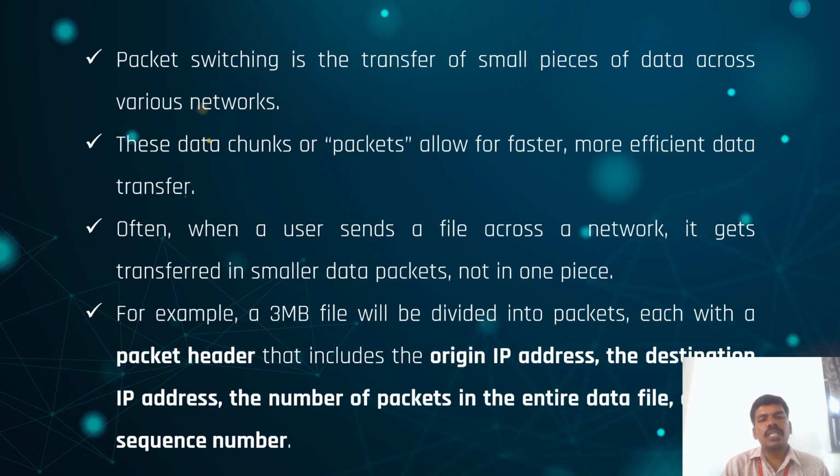Often, when a user sends a file across a network, it gets transferred in smaller data packets, not in one piece. For example, a 3 MB file will be divided into packets, each with a packet header that includes the original origin IP address and destination IP address, the number of packets in the entire data file, and the sequence number.